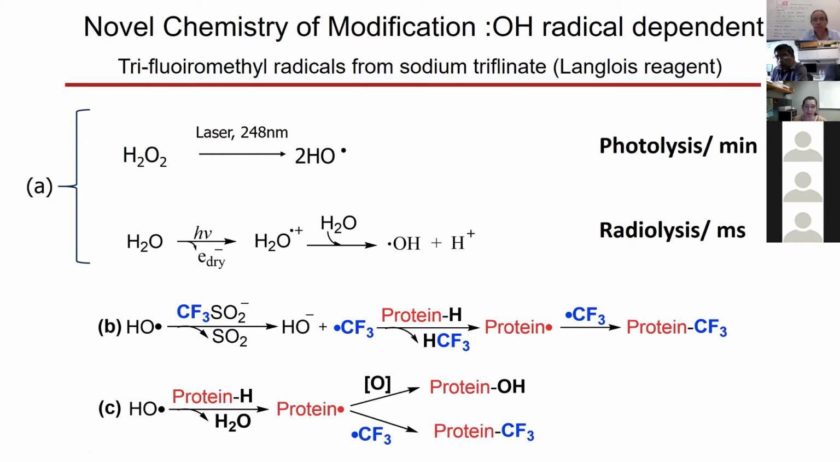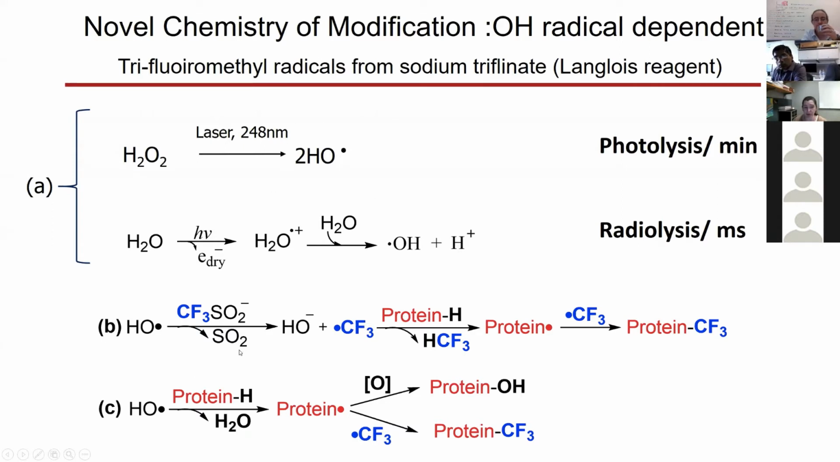So Michael Gross, Davis group, and Kraska group, they all independently developed CF3 radical chemistry to label proteins. So Michael tested this using a photolysis platform where he used peroxide exposed to the laser, generating hydroxyl radicals.